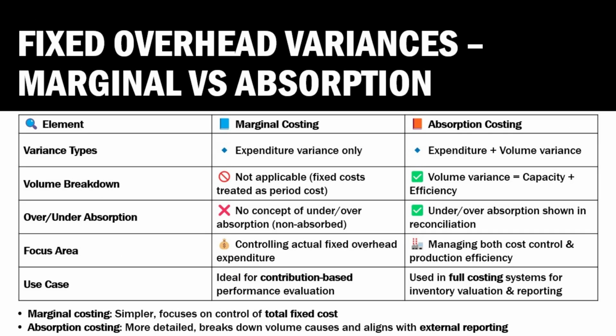Next, we look at fixed overhead variances under marginal and absorption costing. Under marginal costing, we only analyze the expenditure variance. Under absorption costing, we also analyze the volume variance, which is split into capacity and efficiency variances. This gives a deeper view of how well fixed resources were used.